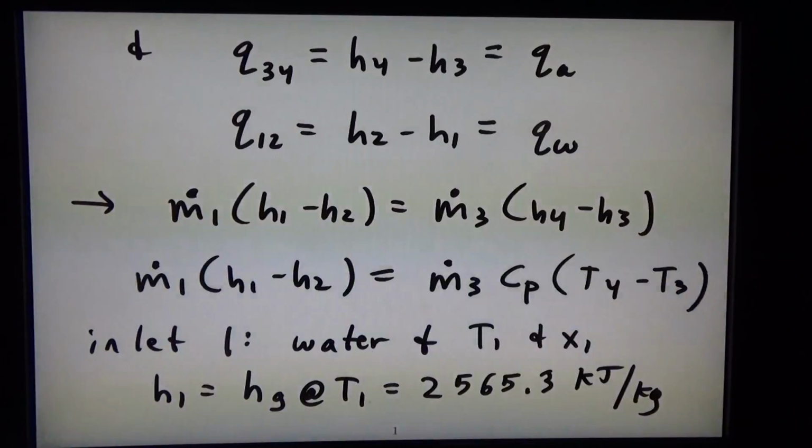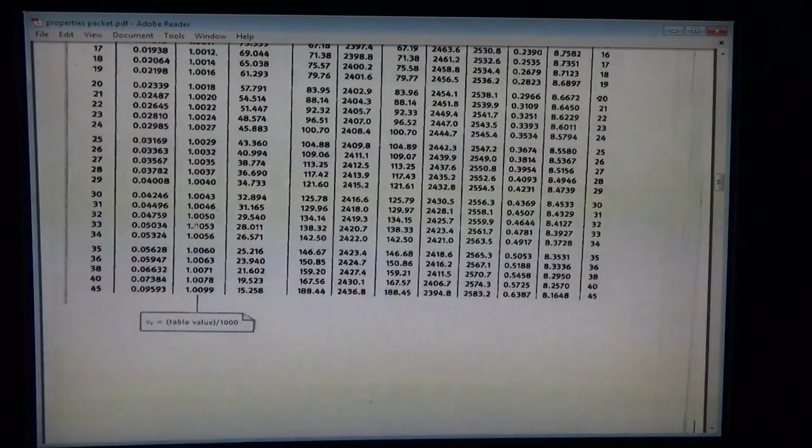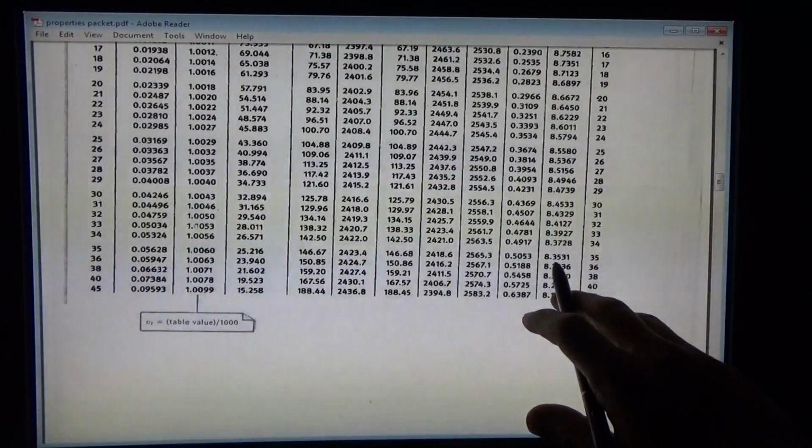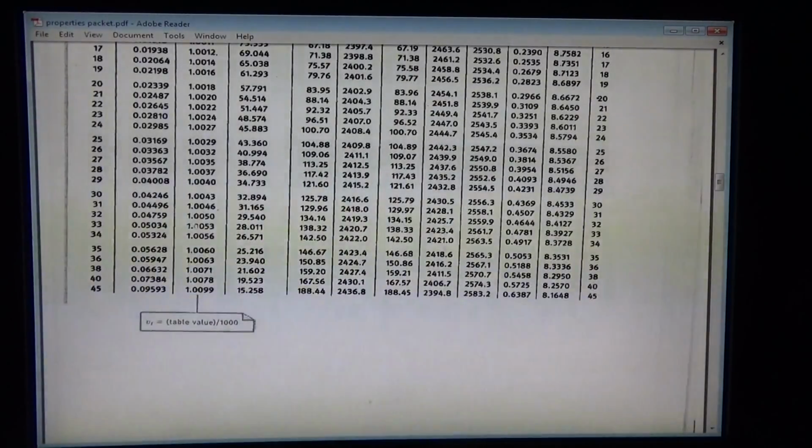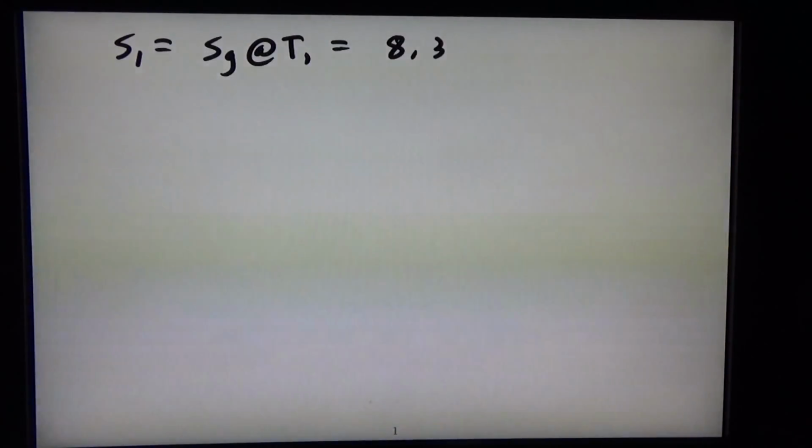Also, we know that we're going to be using the second law in this problem, so if we wanted to, we can go ahead and look up specific entropy. It should be important at some point when we use the second law. So we can go ahead and get s1 while we're at it, s sub g at T1. So s sub g is located 2 columns to the right of h sub g. We see 8.3531. Alright, so that's state 1, inlet 1.